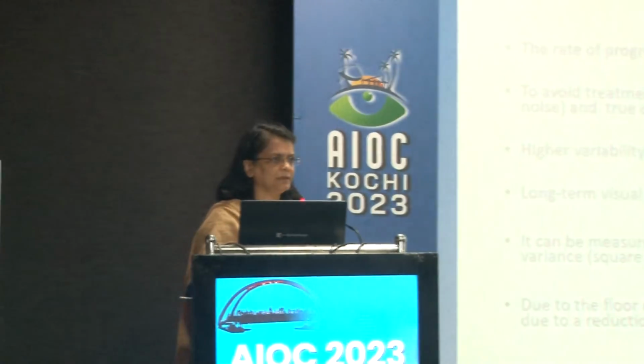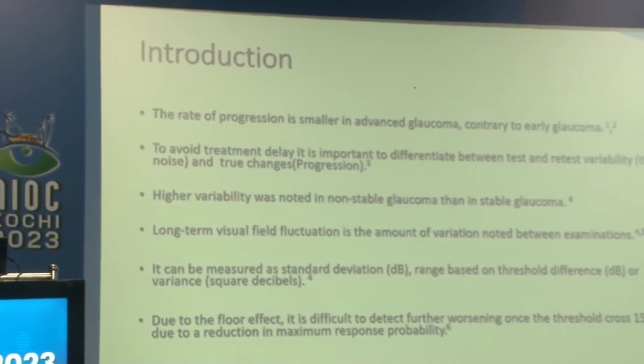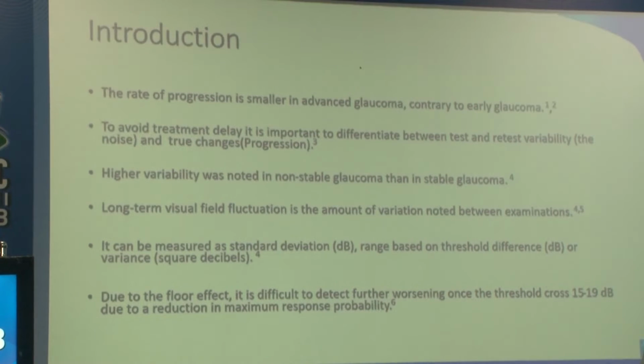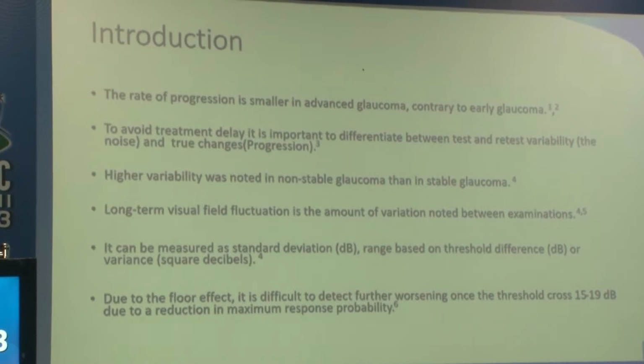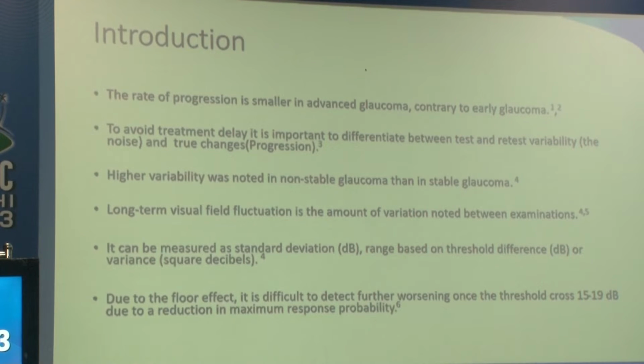My topic of presentation is to analyze long-term visual field fluctuation among the eyes with moderate and advanced glaucoma. As we all know, the rate of progression in these eyes is very slow, and it's important to detect true change to avoid any treatment delay. This test-to-test variation, which is a long-term fluctuation, we can measure by using standard deviation, the threshold difference, or variance. Once the threshold value crosses 15 to 19 decibels, it becomes difficult to detect further change because of the floor effect.